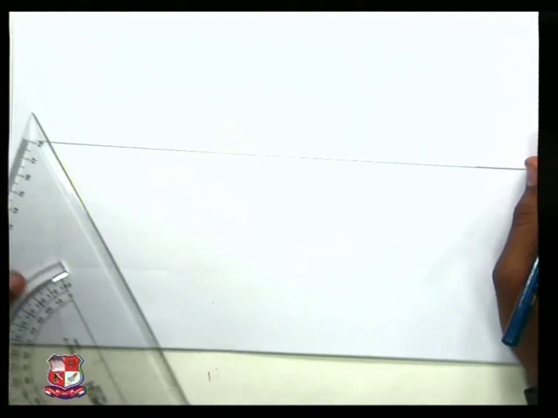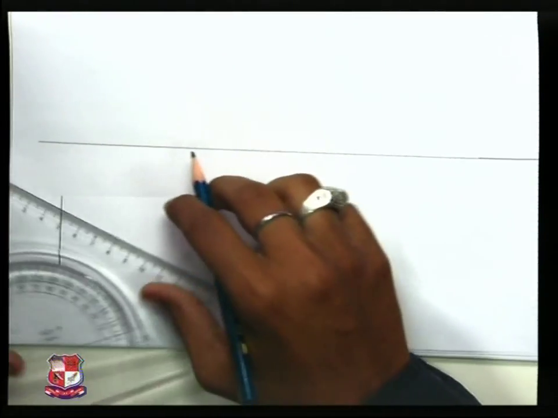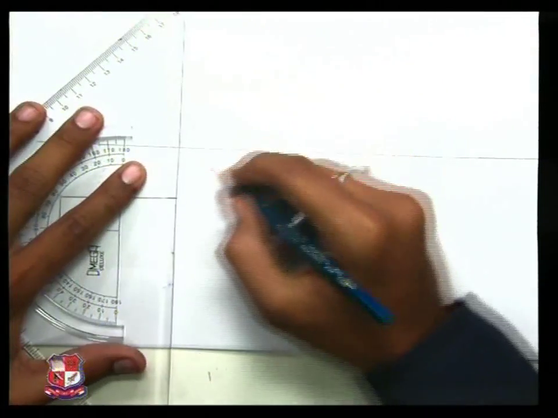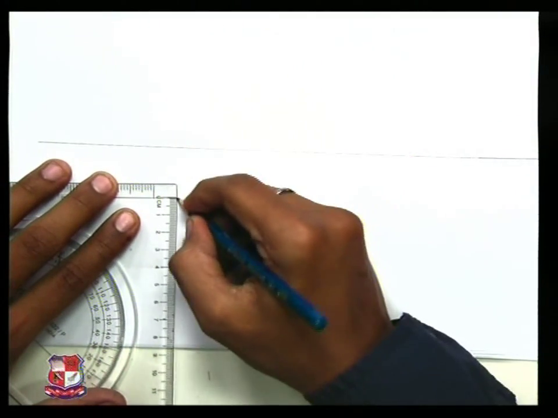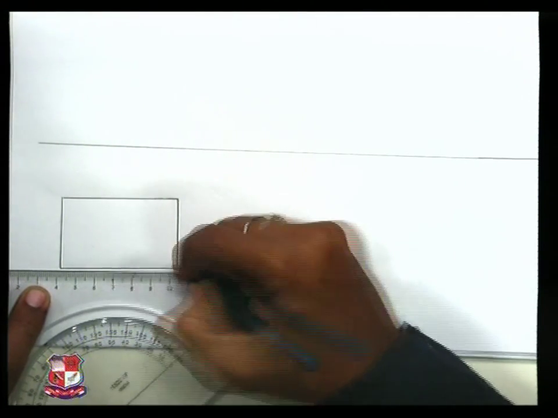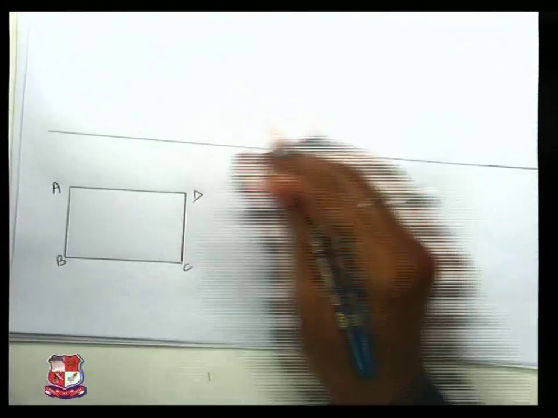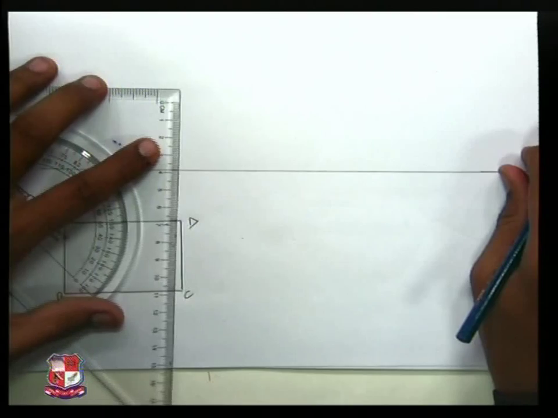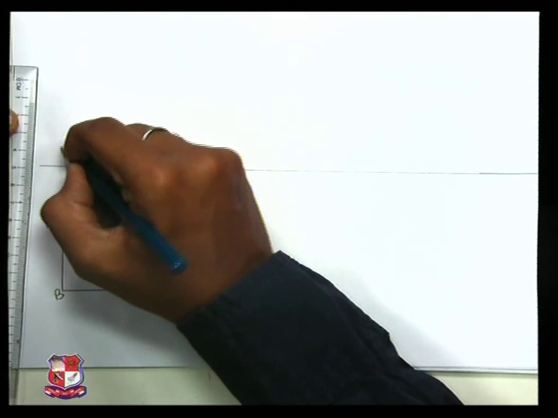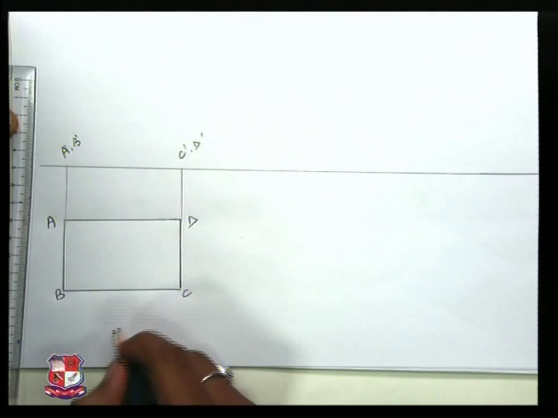Draw XY line. In step 1, you will draw a 40 by 60 rectangular plate like this. In step 1 it's the initial position ABCD. Take its projections to the XY line like this. You have got A dash, B dash, C dash, D dash. This is step 1.